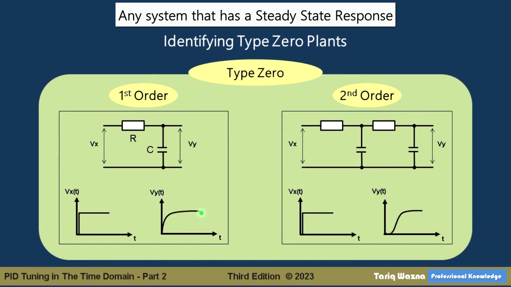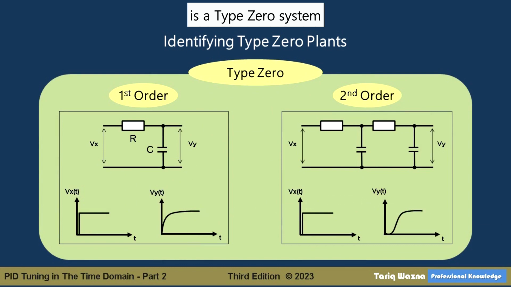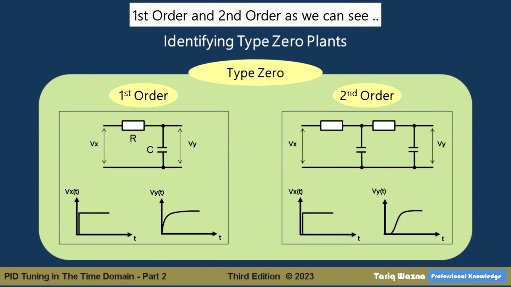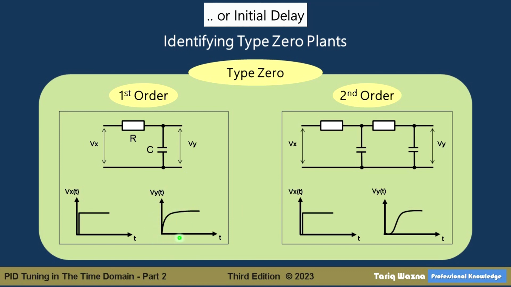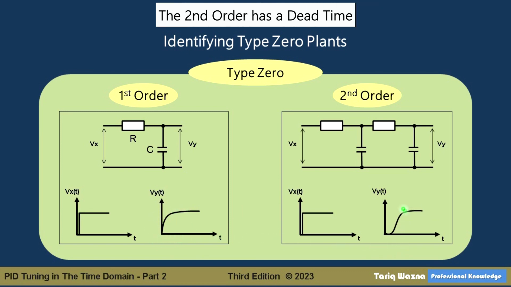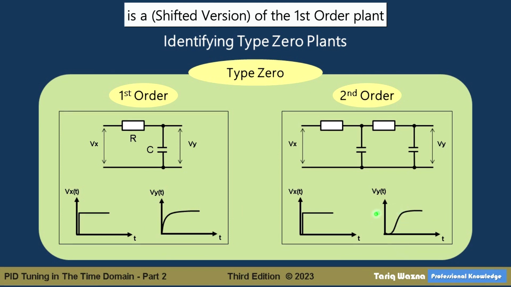Any system that has a steady-state response is a type 0 system. However, the difference between first order and second order, as we can see, is that the first order has no dead time or initial delay. The second order has a dead time, or the second order plant is a shifted version of the first order plant.